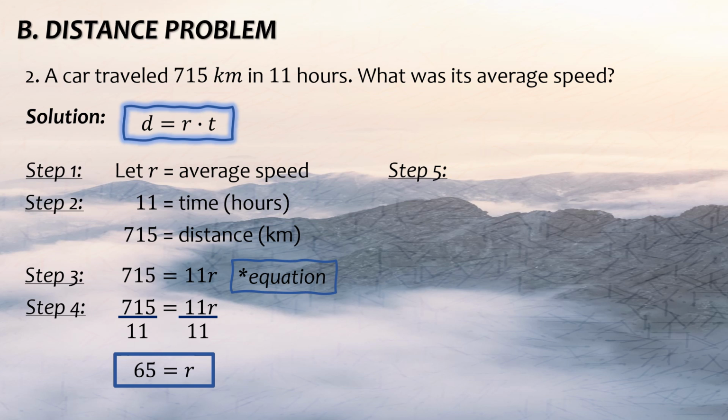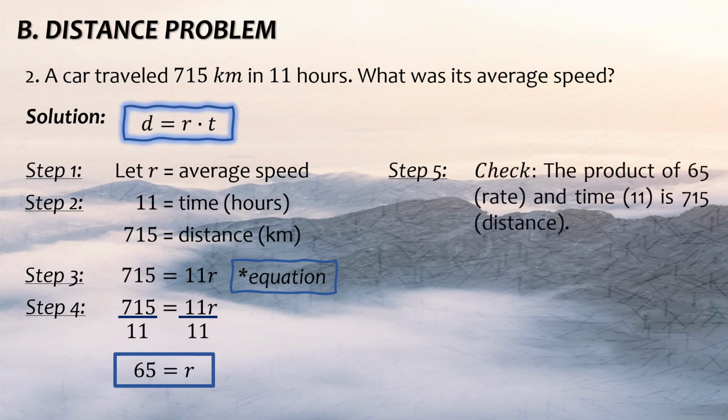Paano ba natin malalaman kung tama yung ating sagot? Step 5, let us have the checking. The product of 65 and the time, which is 11, is 715 because rate times time is equal to the distance.